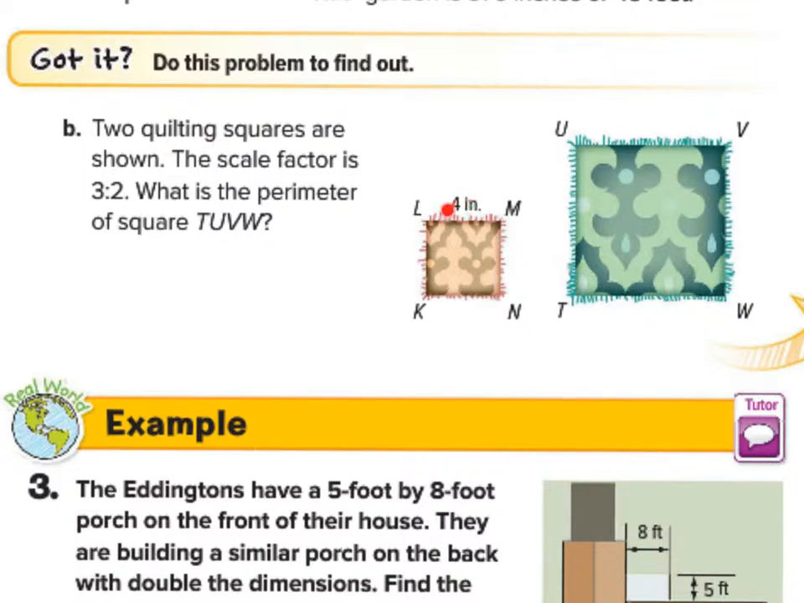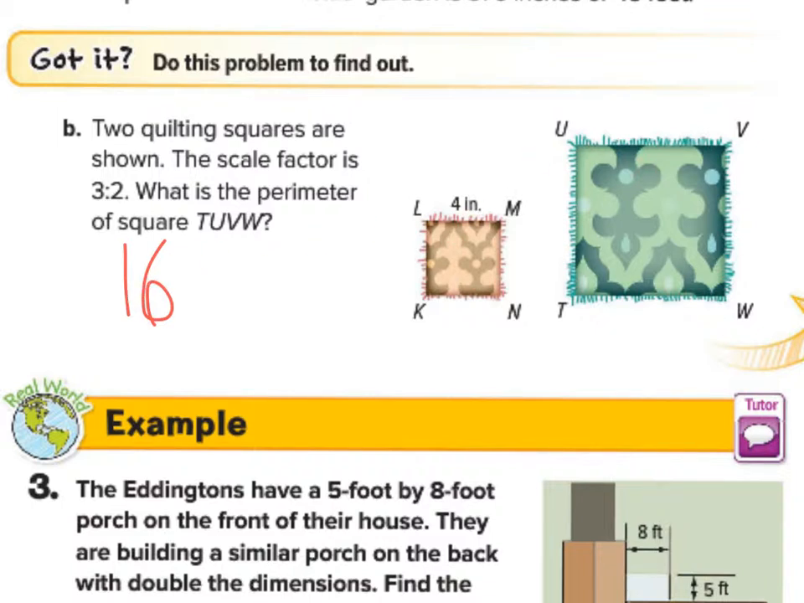So that means this is 4, 4, 4, and 4. So 4 times 4 is 16. So here we have a perimeter of 16 inches, right? 16 inches. And with a scale factor of 3 to 2. I guess, or 2 to 3, right, because it goes larger. So this would be our 2 and this would be our 3. So they're saying that this part is 2 parts, okay? There's 2 parts to 3 parts.